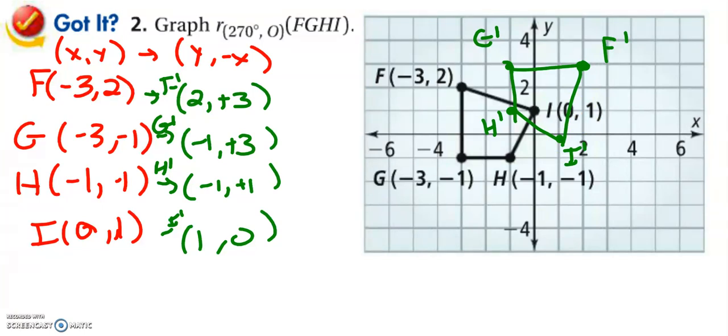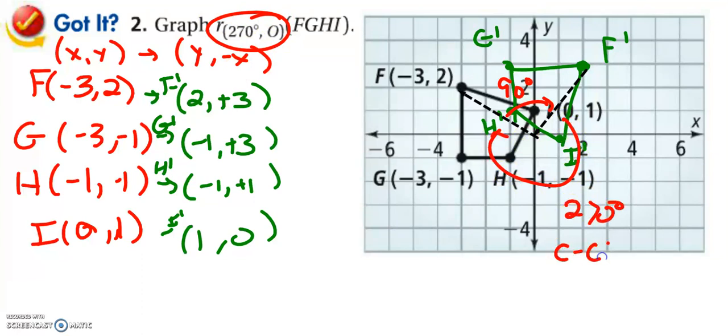If you ever wonder whether you did it right, this is a 270 degree counterclockwise rotation. So if you're wondering, did I do this right? What you do is connect your original points to the origin and then back to the image. Notice that the angle I created going this way is a right angle, 90 degrees clockwise, which is the same thing as 270 degrees counterclockwise. So we know we rotated that correctly.